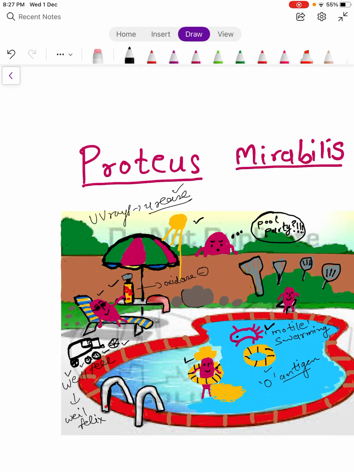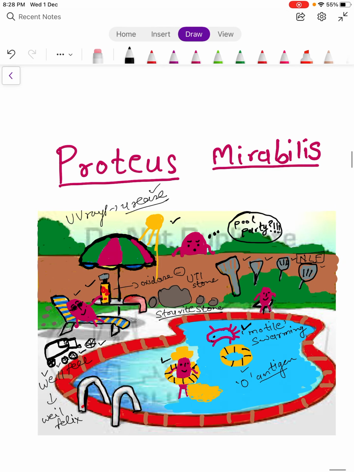Then you can see these stones which I have drawn here. This is a big stone, these are small stones. This will help you remember that this bacteria mainly causes urinary tract stones, and mostly the stone name is struvite stone. Then you can see these gray color flowers which represent non-lactose fermenter, which I already explained to you in my salmonella video. So these gray color flowers stand for non-lactose fermenters.